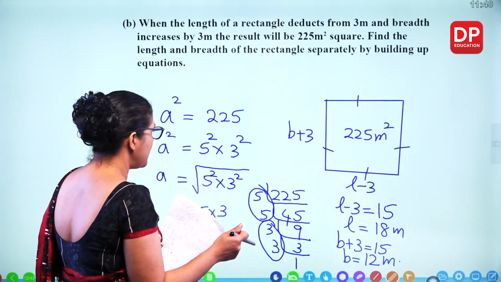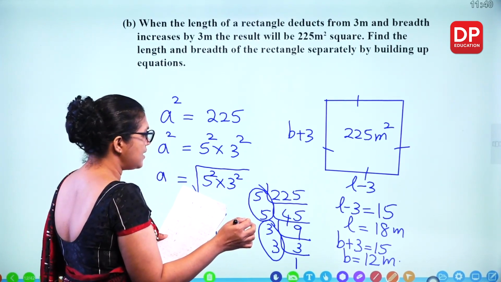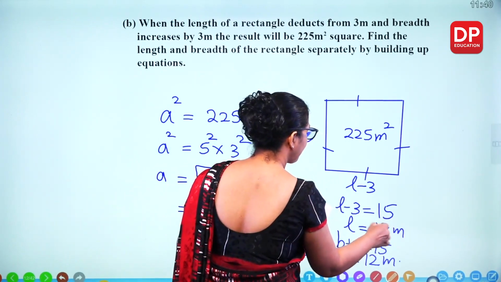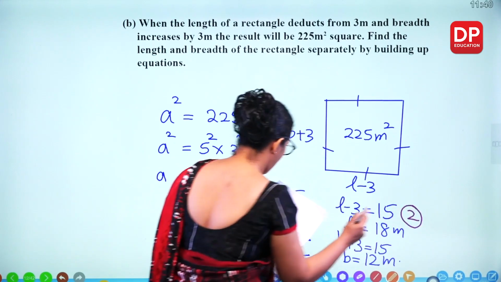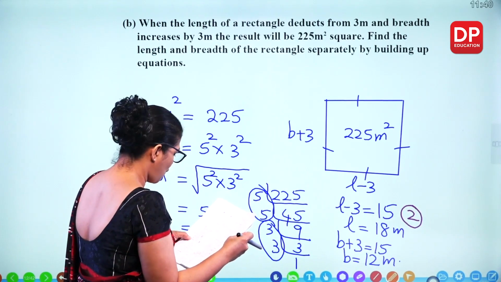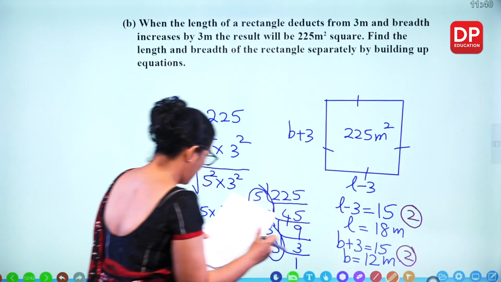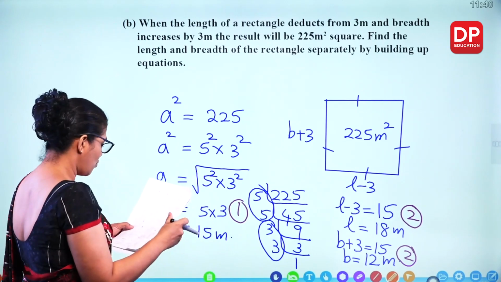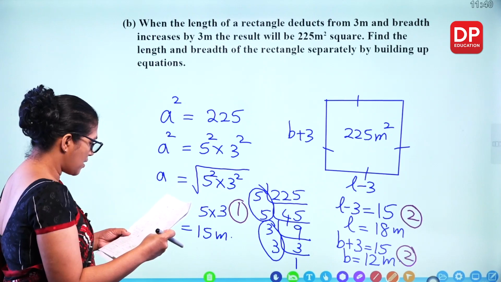2 marks for finding A, 18 meters, that's the length. This is 2 marks, and 2 marks for finding B and 1 mark for finding the square root. So altogether 3 marks.